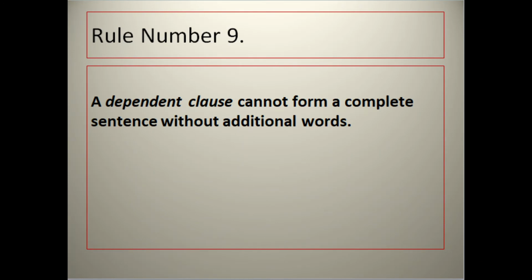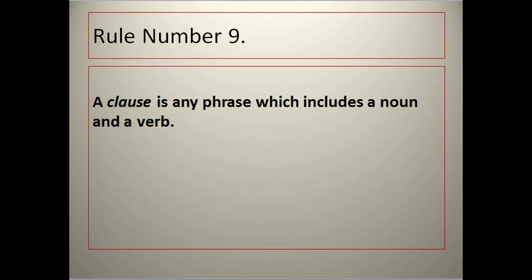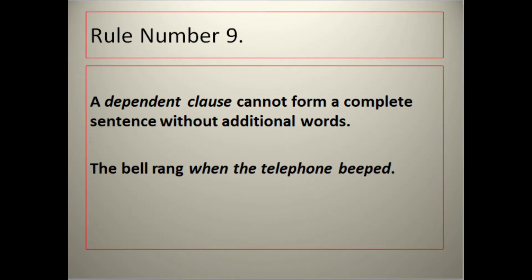Rule number 9. A dependent clause cannot form a complete sentence without additional words. Example, when the bell rang. A clause is any phrase which includes a noun and a verb. Not all phrases which include a noun and a verb are complete sentences. Dependent clauses often contain words like because, which, that, or when. In fact, it is often the addition of these words that causes the clause to be dependent.